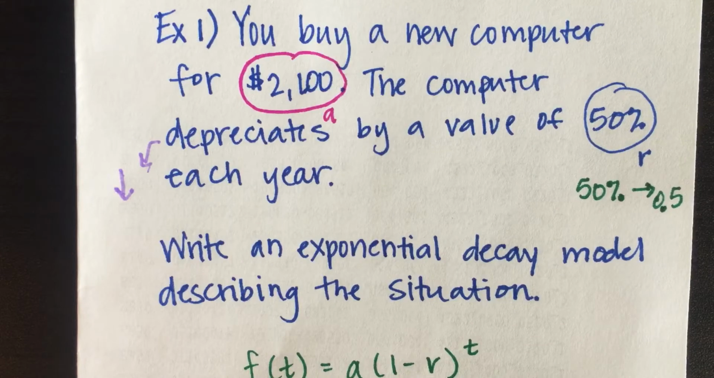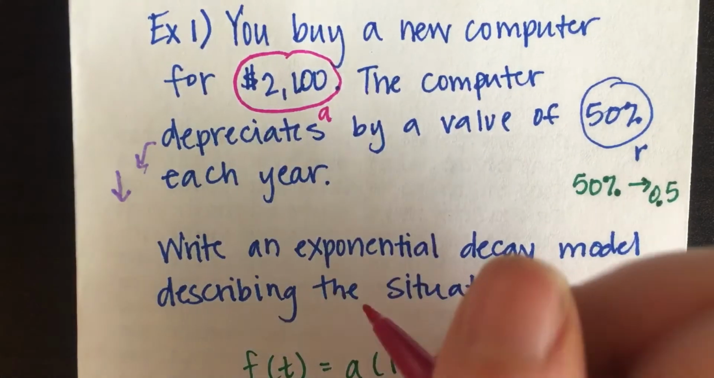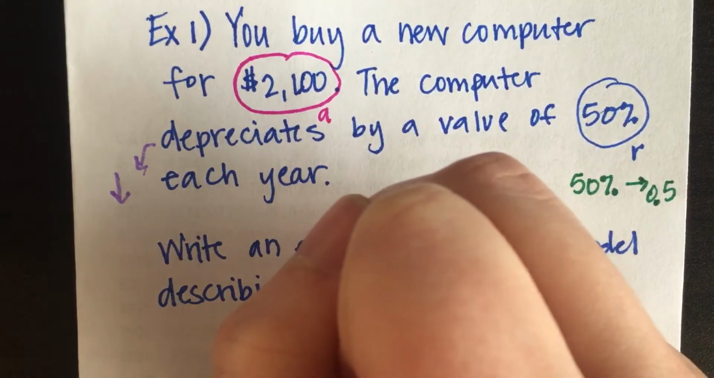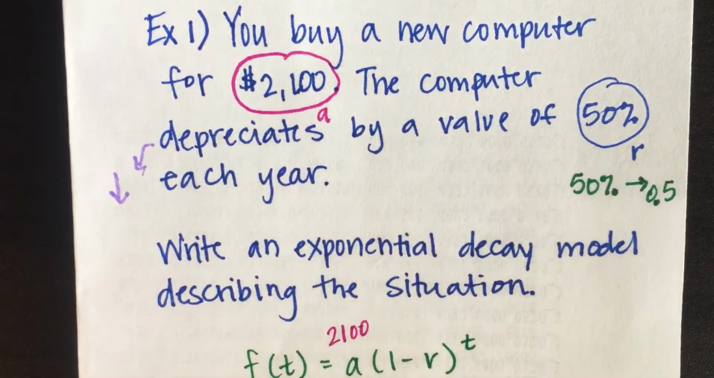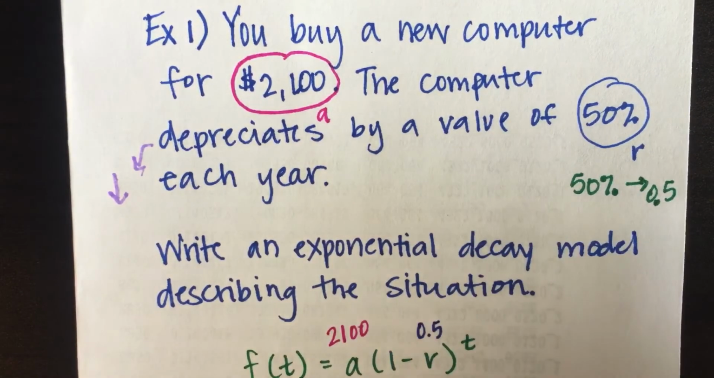Okay. Now that we have our A value and our R value, we can do a little bit of plugging in. So our original value was $2,100. So where we see this A down here for our exponential decay formula, we're going to plug in 2,100. Now, our rate that we decreased by was 0.5. That was our R value. So we're going to plug that in where we see R.